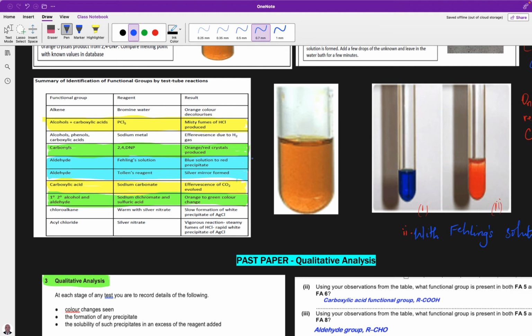Carboxylic acid, again, when reacted with sodium carbonate, also produces effervescence. An acidic gas is being produced, that is carbon dioxide. You can still test it using lime water.